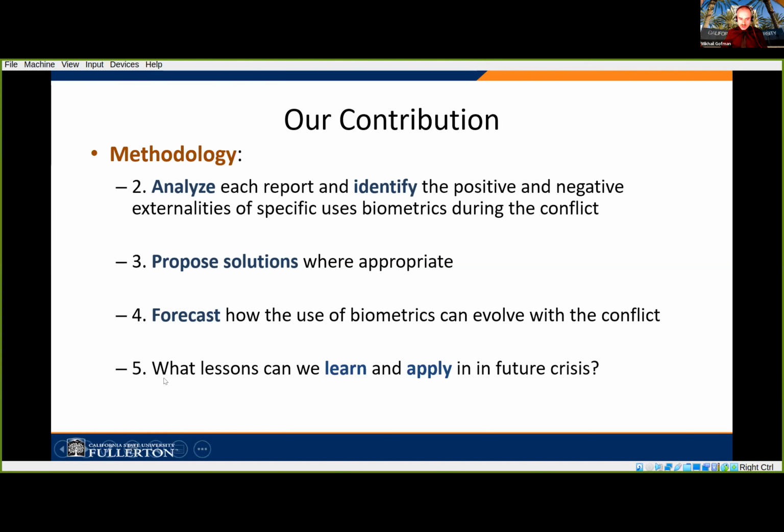Also, since this is one of the first conflicts where modern biometric technologies are playing such an active role, we also try to see if we can draw any lessons out of this and see if those lessons can be applied in times of future crisis.